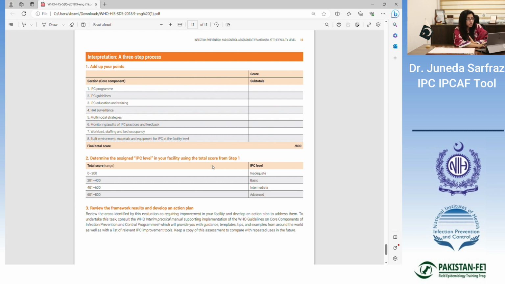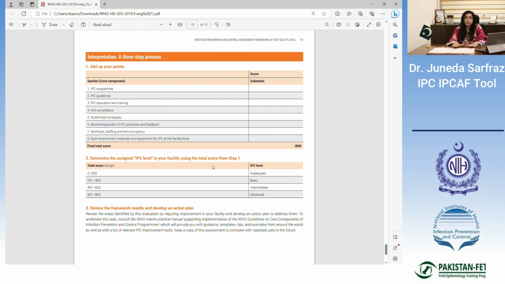The second one is you determine the assigned IPC level. So where do you stand from the total score? If your total score out of 800 is 200 or less, this means it's inadequate. If it's between 200 and 400, it's basic. Between 400 and 600, it's intermediate, and between 600 and 800, it is advanced. With this in mind, you review the framework results and develop an action plan.